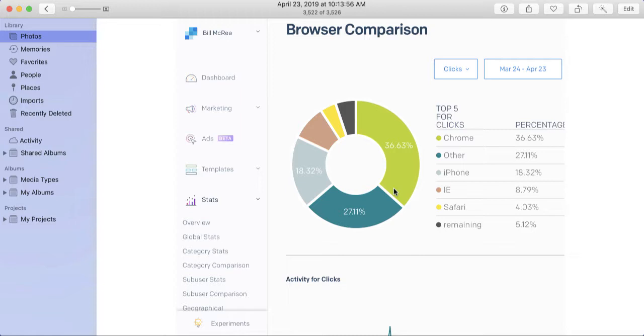First of all, we're looking at a comparison of browsers out there. Chrome is number one. I remember the days of Netscape. Chrome, then it was Firefox, now it's Chrome, 36%. Others is really everything other than, I would say, Firefox, stuff like that would be in the other column. iPhone, 18%. Internet Explorer, 8.7. Safari, 4.3. And the remaining 5.1%. Okay, so Chrome is the dominant browser being used, but there's quite a few others as well.